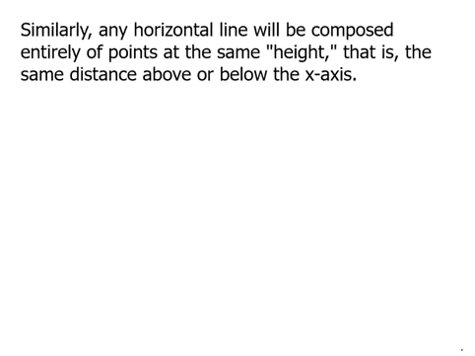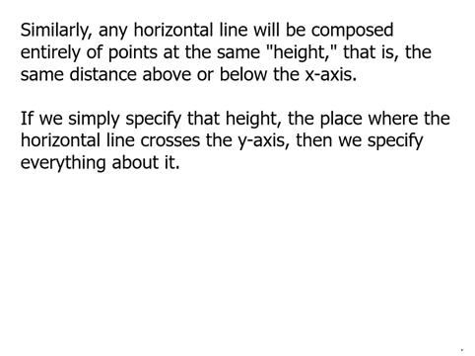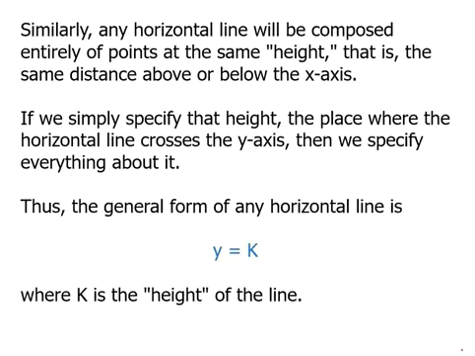Similarly, any horizontal line will be composed entirely of points of the same height, that is, the same distance above or below the x-axis. If we simply specify that height, the place where the horizontal line crosses the y-axis, then we specify everything about it. Thus, the general form of a horizontal line is y equals k, where k is the height of the line, or k, we could say, is the y-intercept, because wherever it intercepts the y-axis, it just stays at that same y-coordinate.